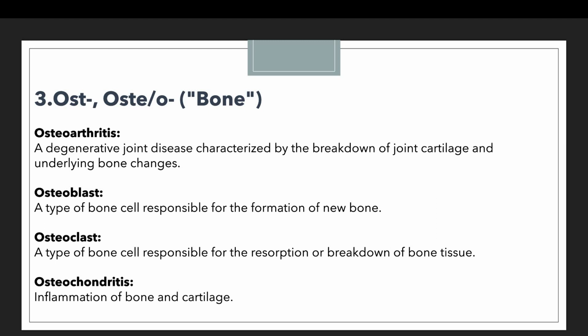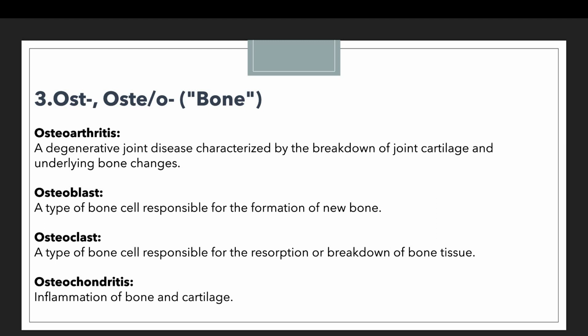Similarly, in the third example, we are talking about osteoclast. What is osteoclast? A type of bone cell responsible for the resorption or breakdown of bone tissue. Okay, so we have discussed two things, osteoblast and osteoclast. One is responsible for the formation of new bone and the other is responsible for the resorption and breakdown of the bone tissue. Got it?